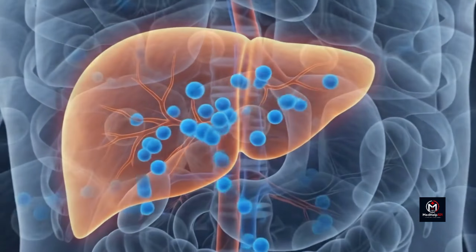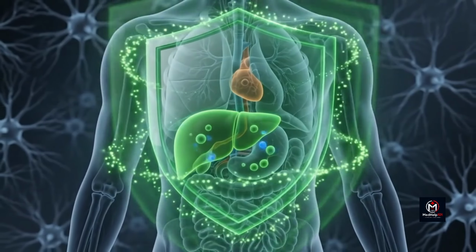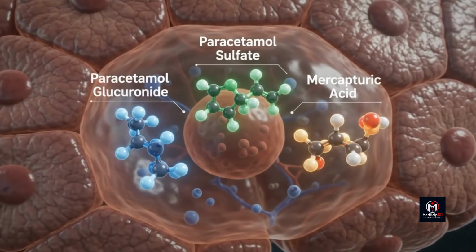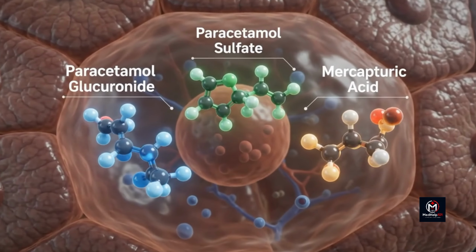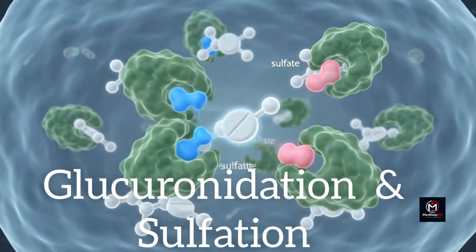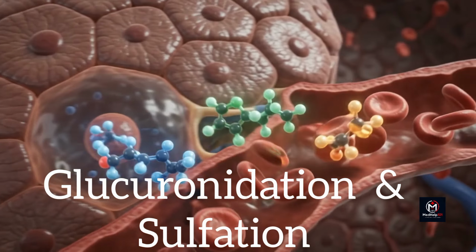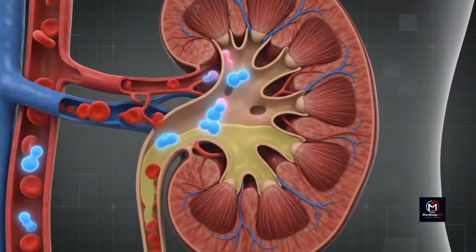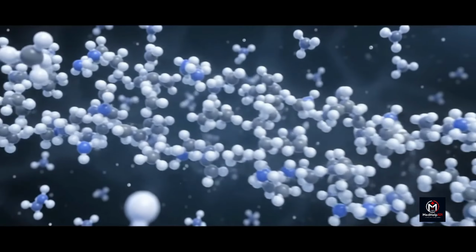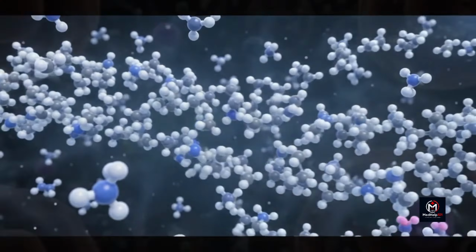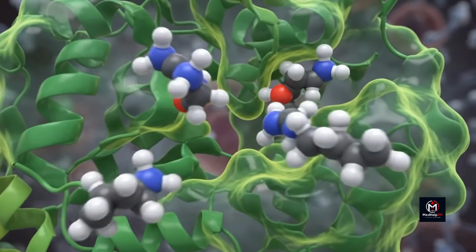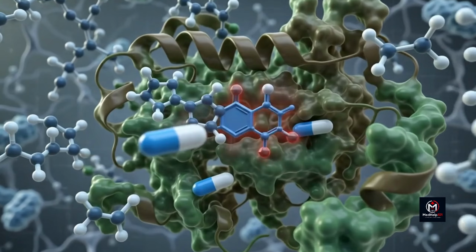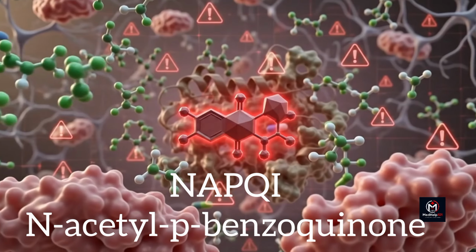Inside the liver, about 90% of paracetamol is safely metabolized. It is mainly converted into 3 harmless compounds. These are paracetamol glucuronide, paracetamol sulfate, and mercapturic acid, by glucuronidation and sulfation. These harmless metabolites are later removed by the kidneys. But around 5 to 10% follows another pathway. This pathway uses the liver enzyme CYP2E1. It produces a highly toxic metabolite called NAPQI.